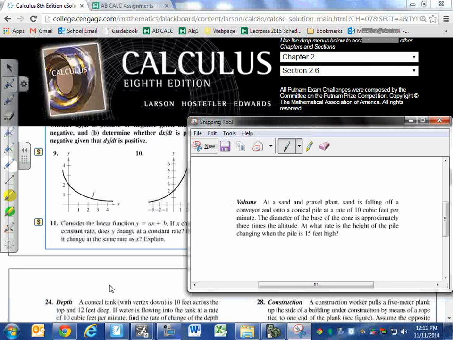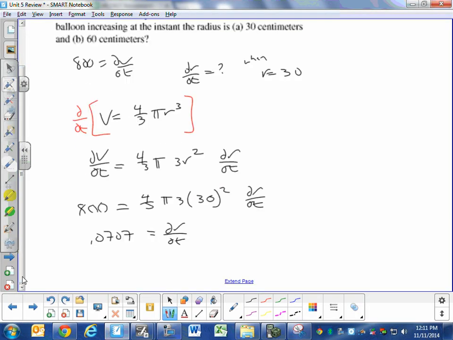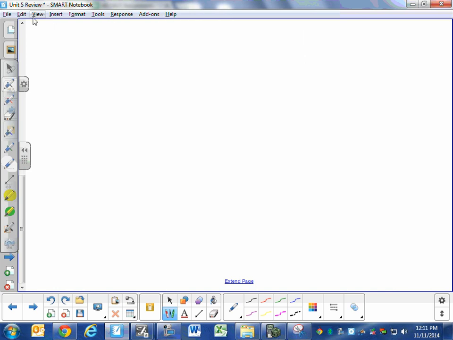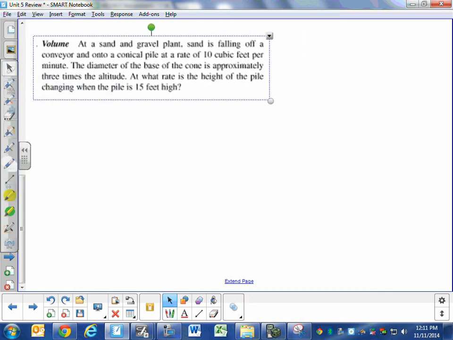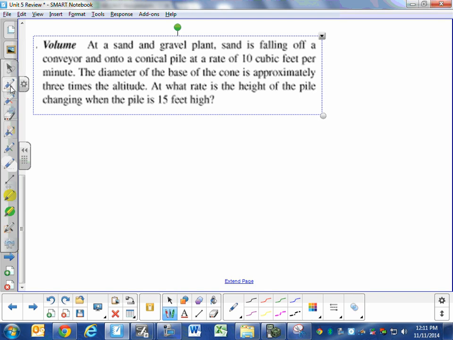Now, key for all these problems is to remember that we are allowed to plug in fixed values into the formula that we're using, and we're also allowed to plug in fixed relationships. A relationship like a height is 3 times a radius.